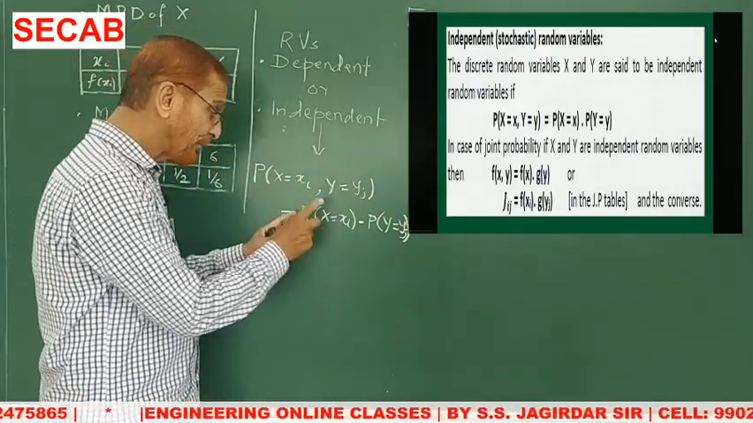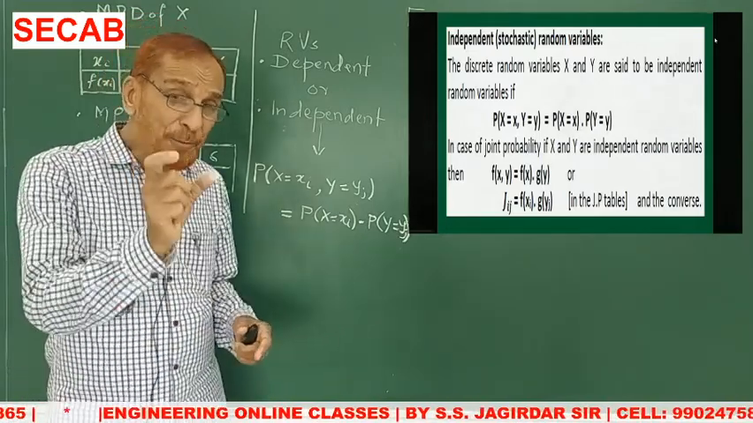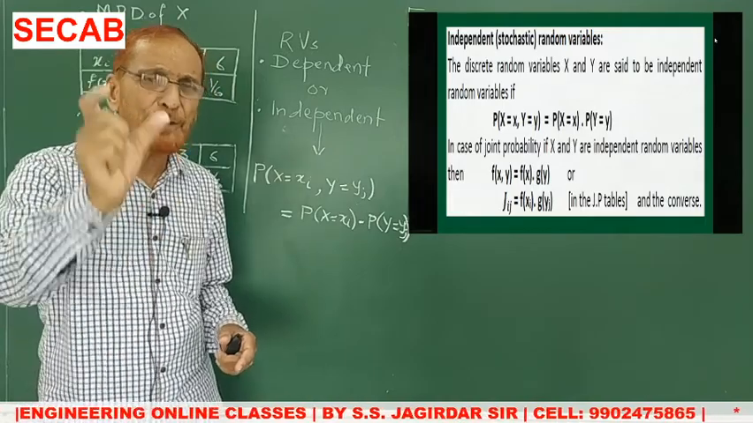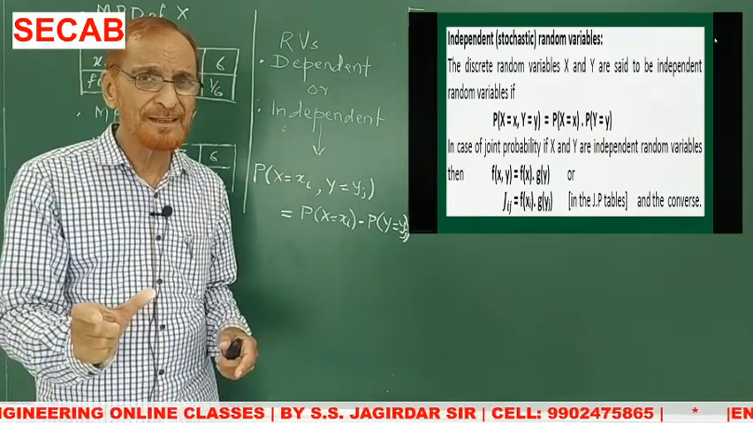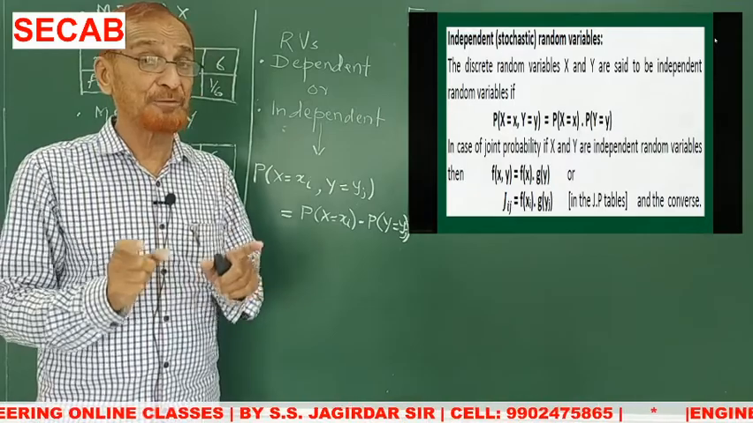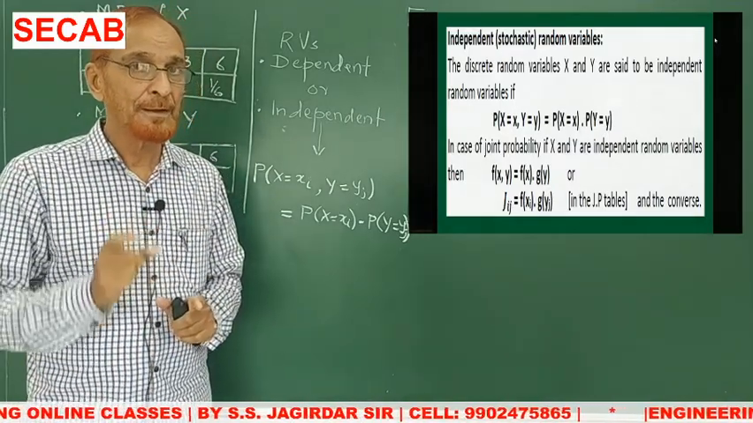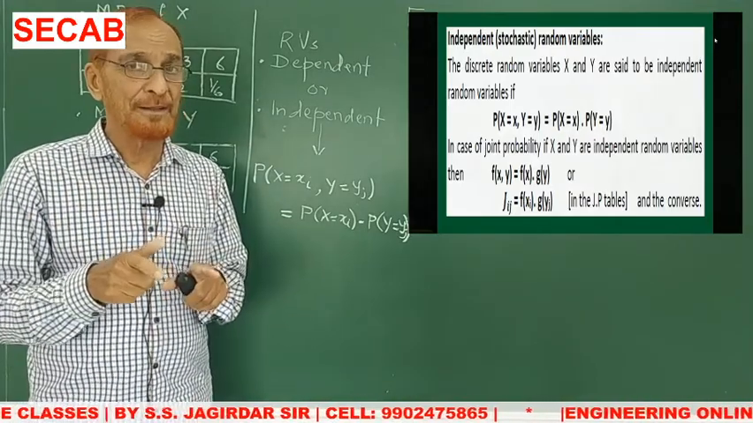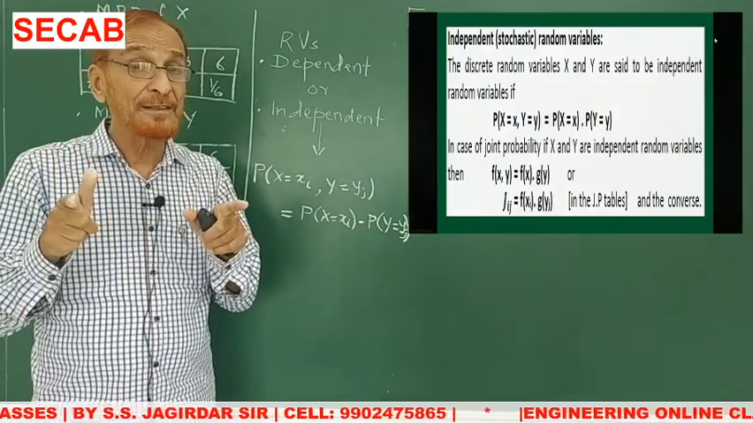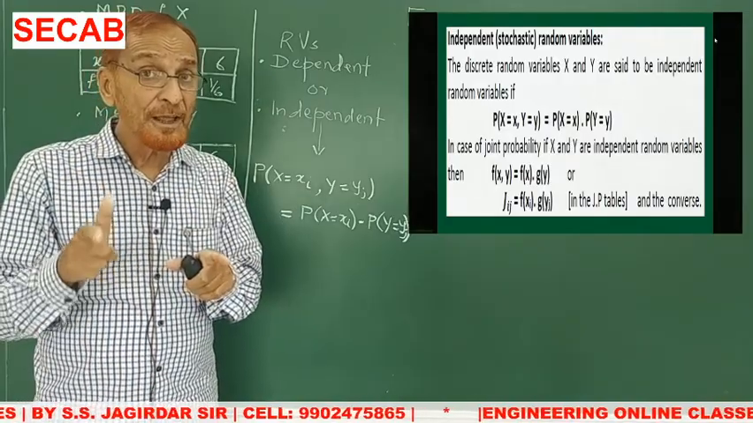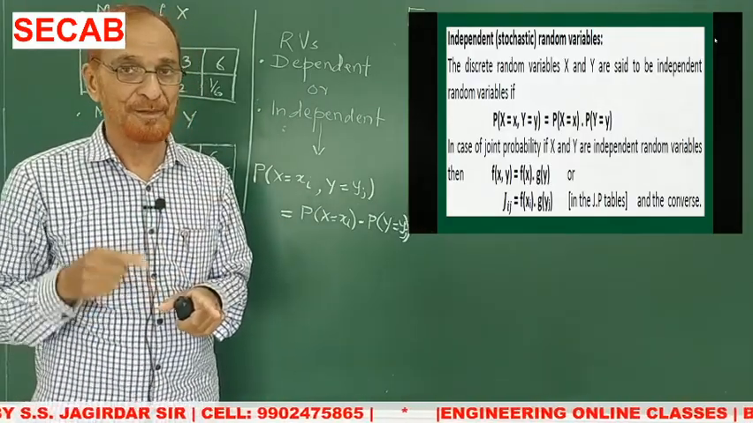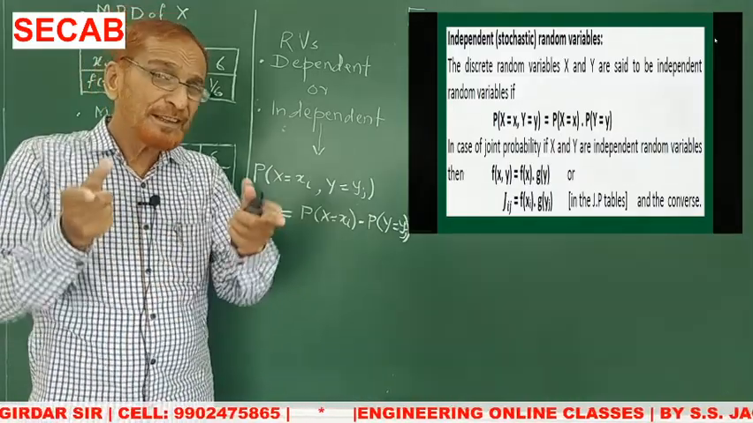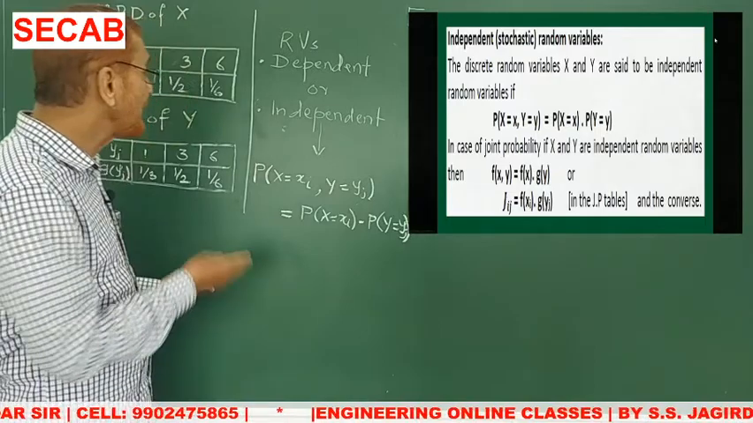So that means if the joint probability is the product of the individual probabilities of both the random variables in all the possible pairs that we are discussing in any example, if in every case you find that multiplying the individual probabilities of the random variables gives the joint probability, that means what? Where will you get the individual probability?